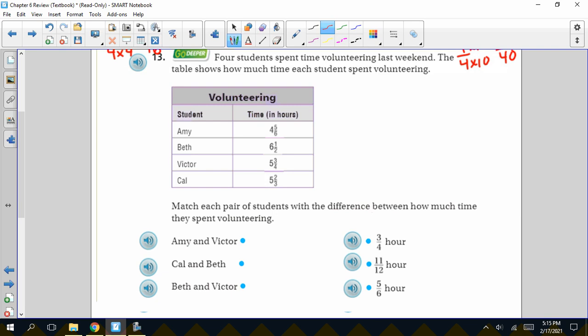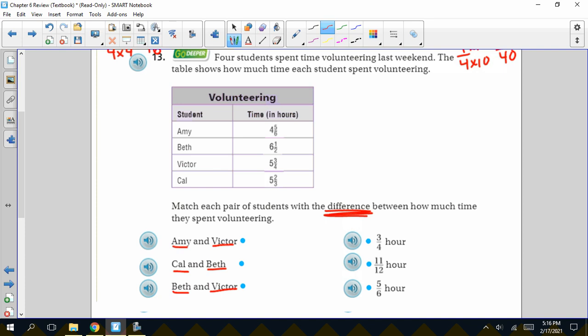On the next question, 4 students spent time volunteering last weekend. The table shows how much time each student spent volunteering. Match each pair of students with the difference between how much time they spent volunteering. So first, we know difference means we are going to subtract. So we need to subtract each of those names here, Amy and Victor, Cal and Beth, and then Beth and Victor, and see which one of those it matches up with.